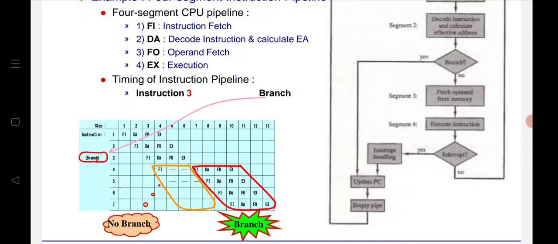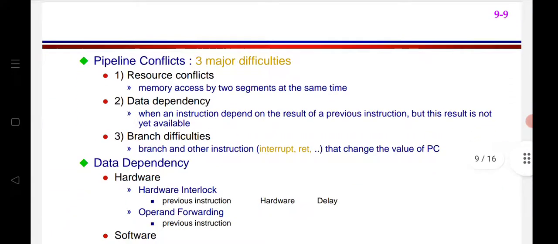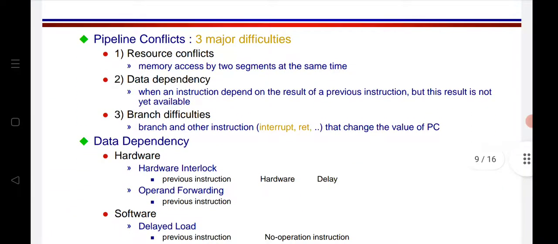If any instruction is a branch instruction, then the branch instruction will be executed completely, and only then will it shift to the branched instruction. The next instruction will not be fetched until and unless the branch instruction is executed. Okay, the main three major difficulties you are going to find are the pipelining conflicts.